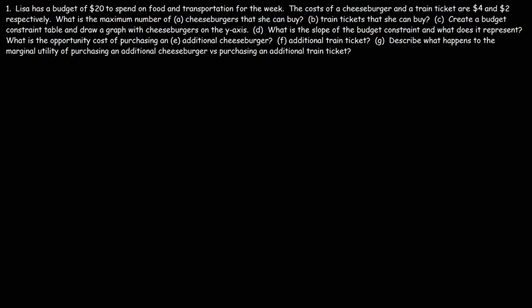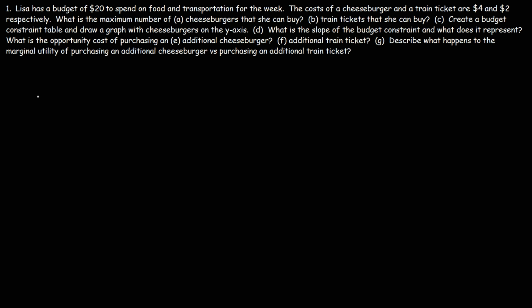In this video, we're going to talk about budget constraint, opportunity costs, and the law of diminishing marginal utility. So we're going to cover this through an example problem. Lisa has a budget of $20 to spend on food and transportation for the week. The cost of a cheeseburger and a train ticket are $4 and $2 respectively. What is the maximum number of cheeseburgers that she can buy?